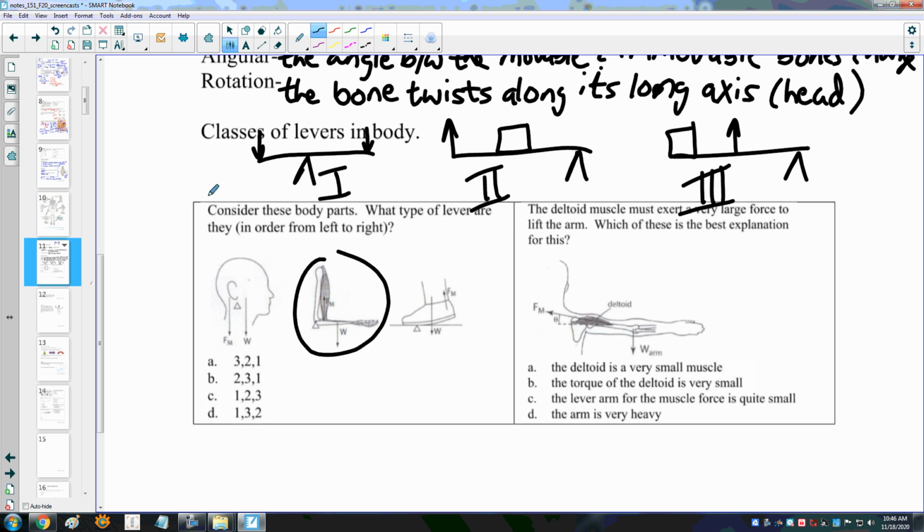You'll have questions like here, for example, where you have to identify those on the test in the human body. I might also just give you some simple diagrams, but make sure you know these classes of levers in the body. And remember too that class 3 requires a big force effort, whereas class 2 requires a small force effort.